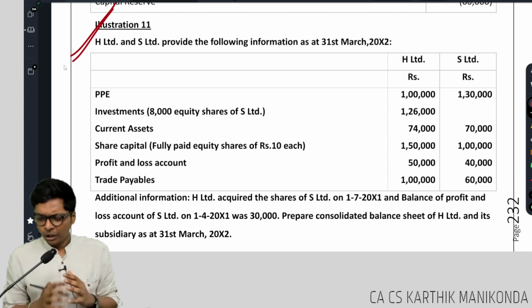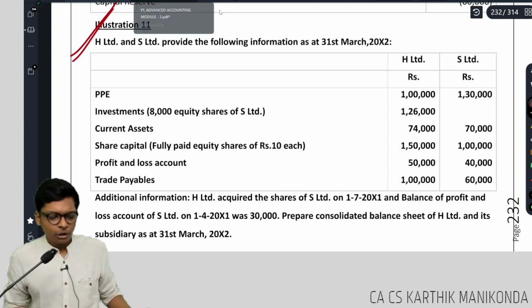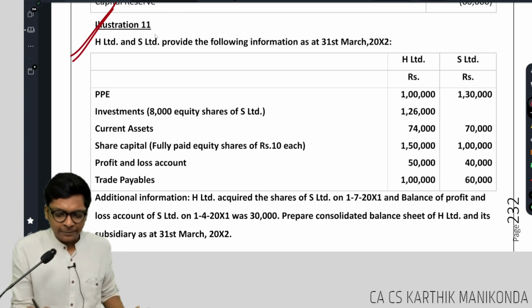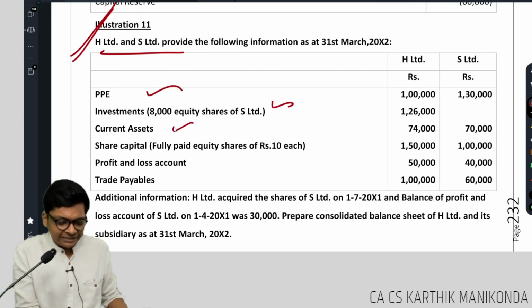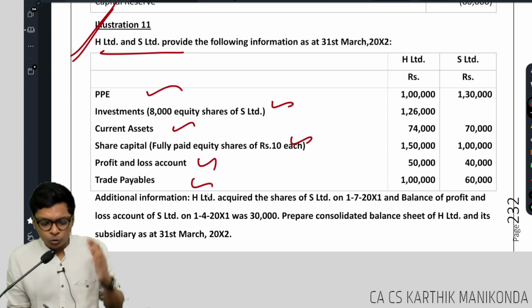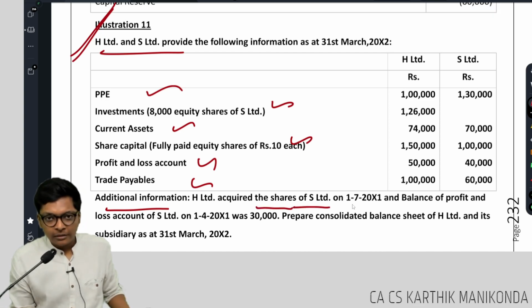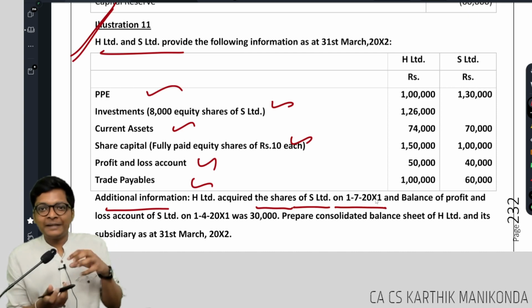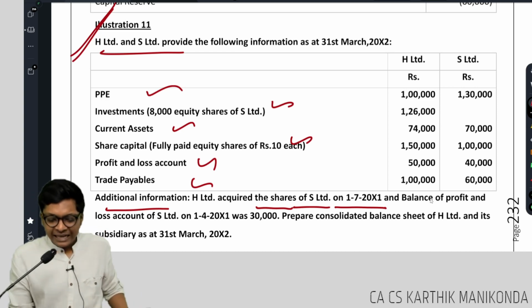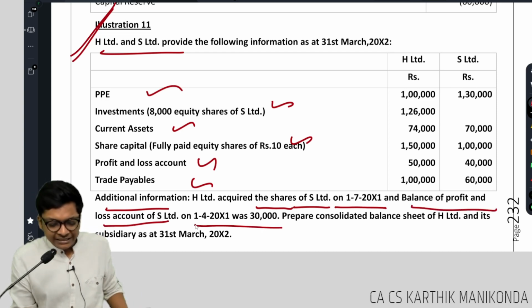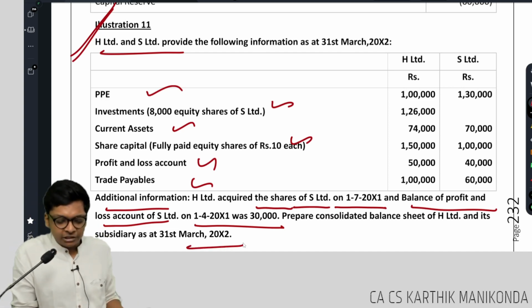Now for the next 1 hour, quickly we will do sums. Illustration 11, simple sum. Look, I want you to do it with the steps guys. Look at sum number 11. H and S Limited provide the following information: PPE, investments, current assets, share capital, P&L, trade payables. Additional information: H Limited acquired the shares of S Limited on 1/7. Oh, you are expecting all sums to be the same? No. Here the date of acquisition is different from the date of consolidation, and the balance of profit and loss account on that day was 30,000. Prepare consolidated balance sheet as on 31st March 2022.